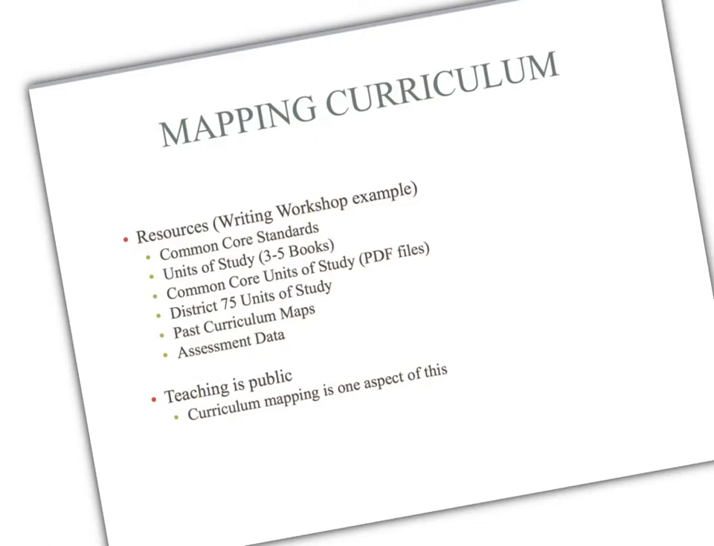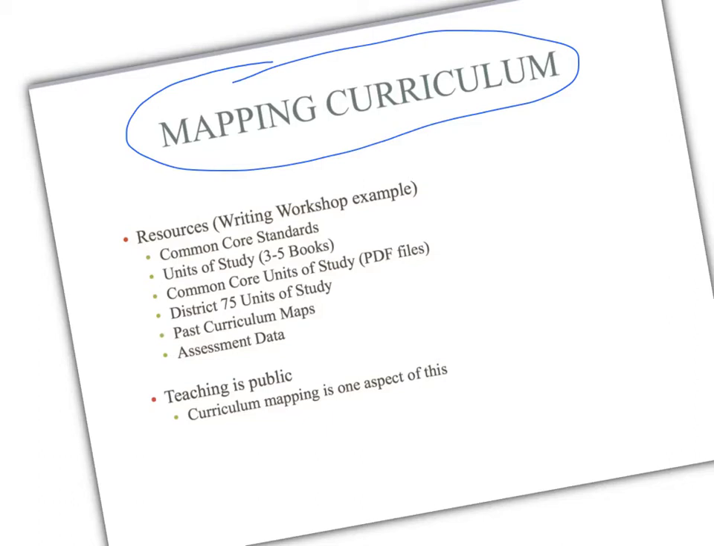So now we're going to talk a little bit about how do we create that guaranteed and viable curriculum. We're going to do so looking at the example of writing workshop. Some of the things that you want to do, of course, is gather your resources: Common Core standards, units of study, the actual books, units of study PDF files, some other units of study that you may have. District 75, that's actually a district within New York, they have units of study published on a website. We've used those in the past. Some past curriculum maps, right? Things that you and your grade level or department have used. And then also looking at student assessment data.